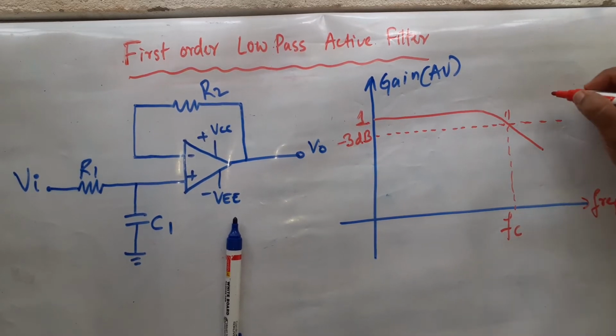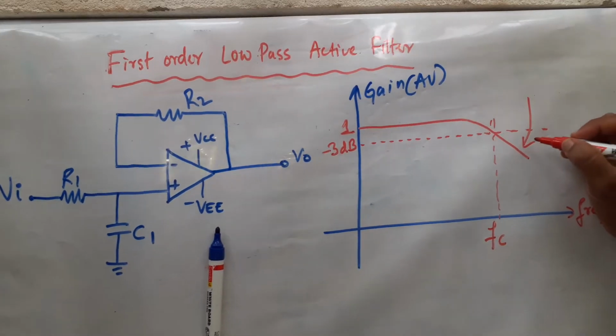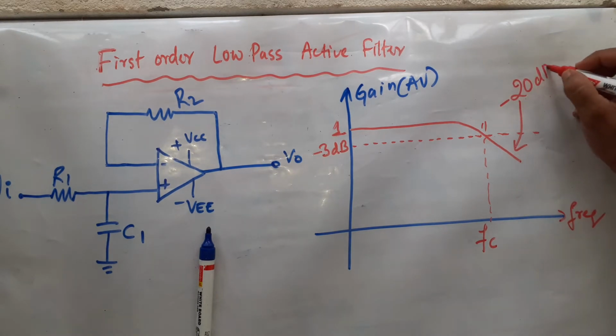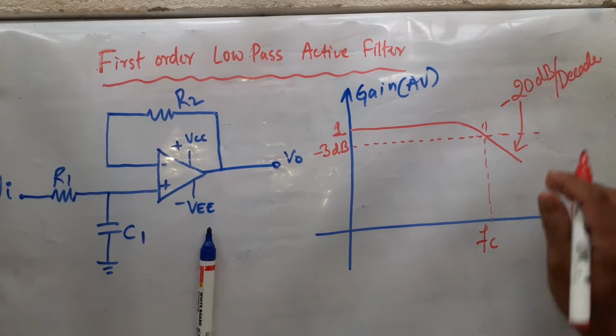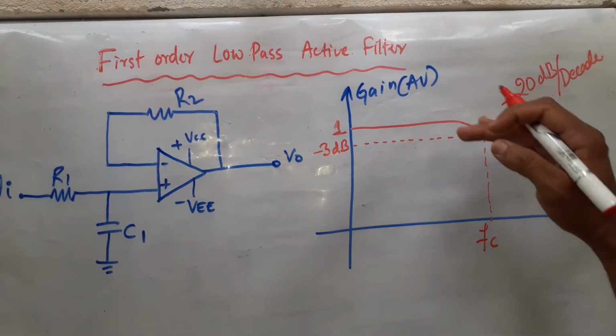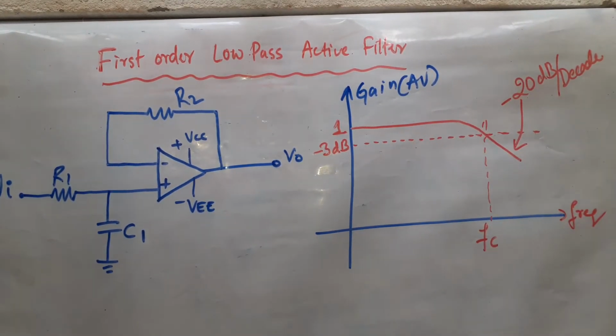And the fall rate is minus 20 dB per decade. Minus 20 dB per decade. Minus 20 because this is first order. For second order, the rate will become minus 40.